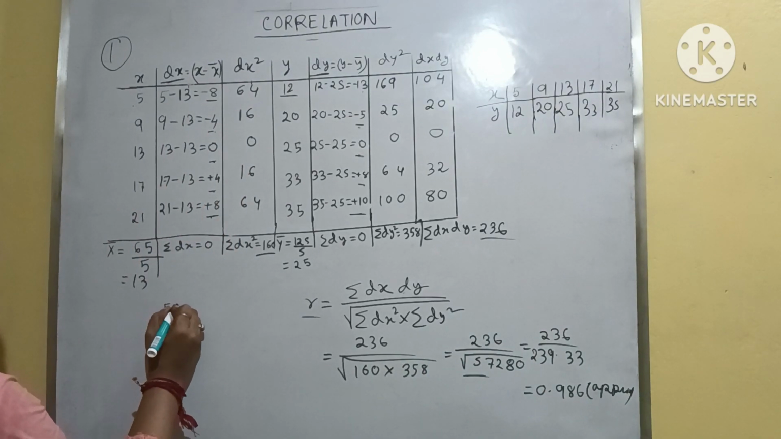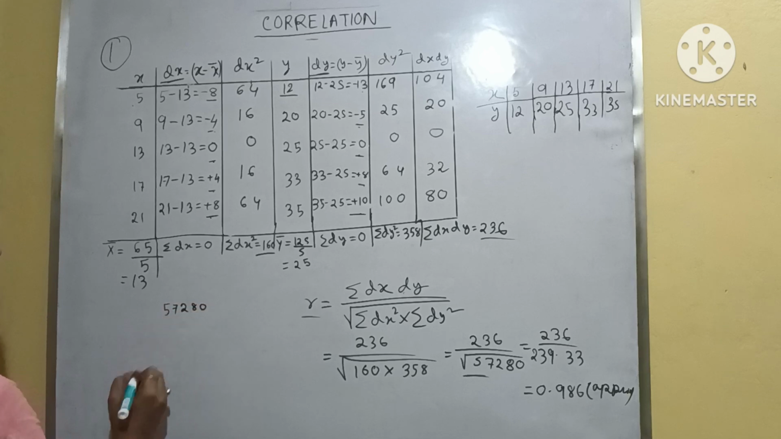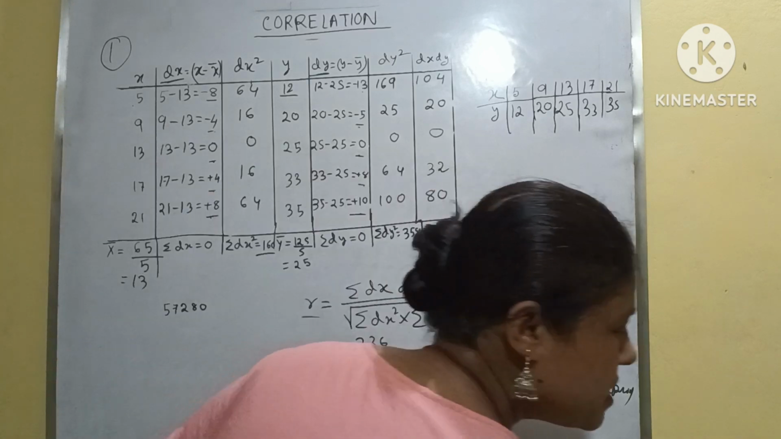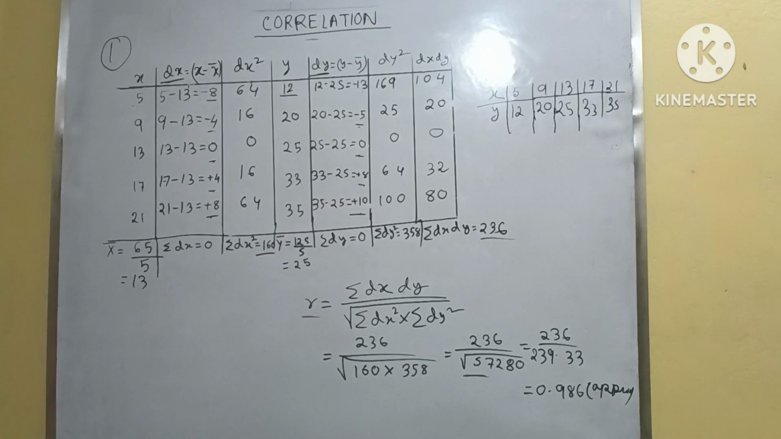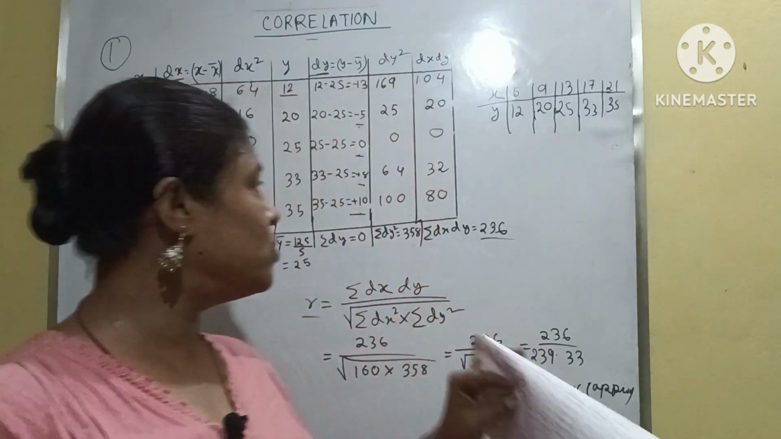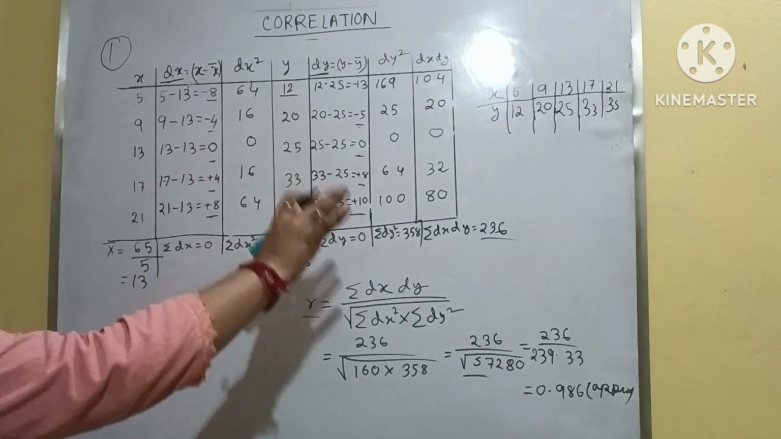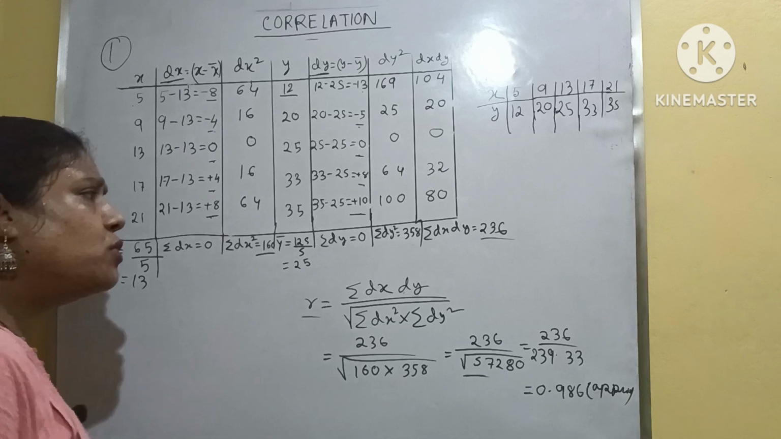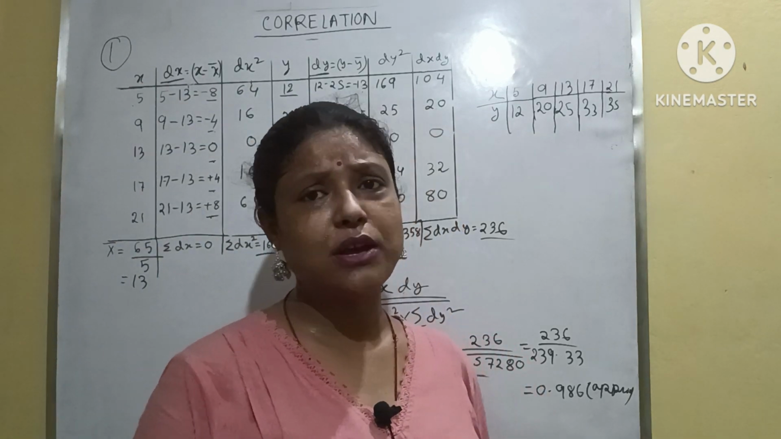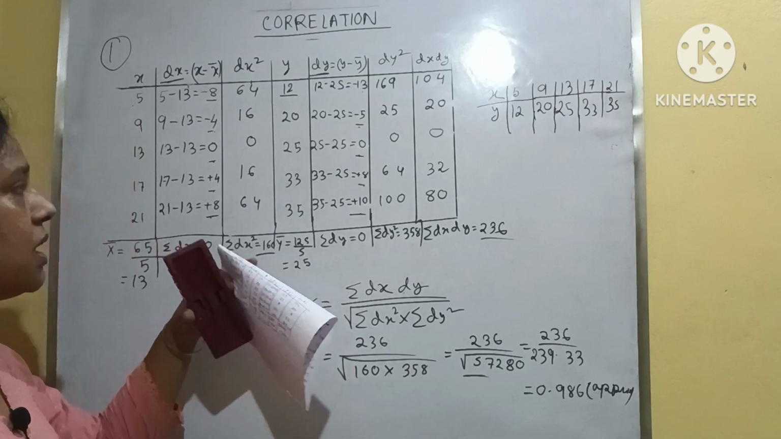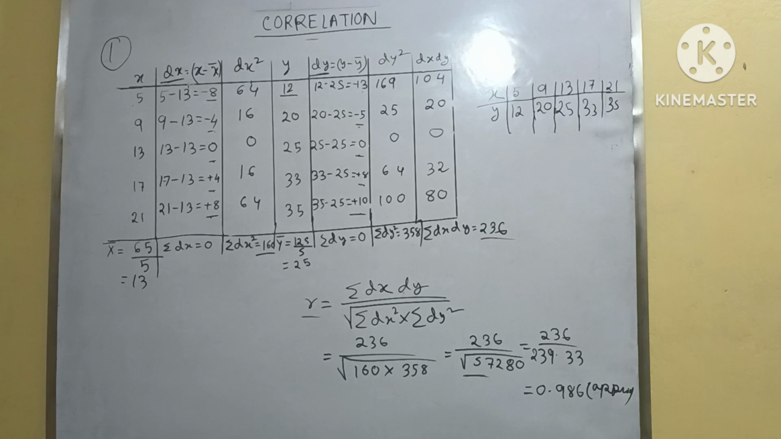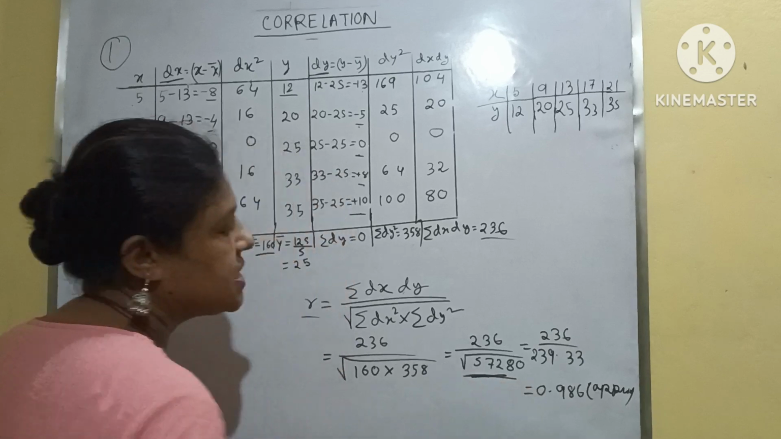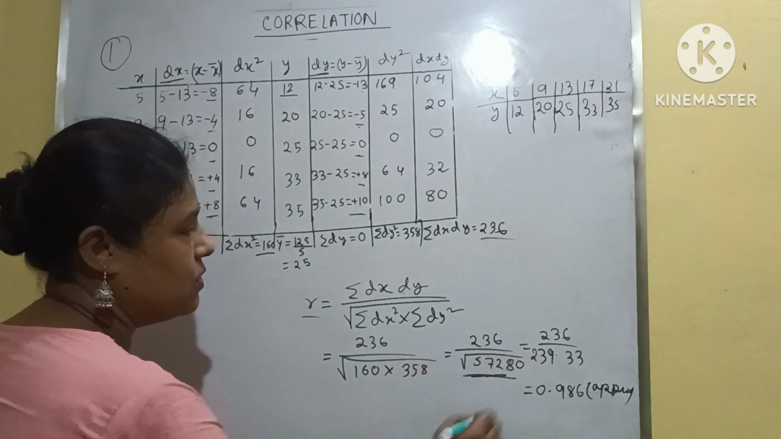Suppose this is 57280. There is no space, so I will calculate this one after rubbing this. I think you can properly understand how to calculate the R value. This is the easiest method. And if you consult any book related to biostatistics, you will get the same method for how to calculate this R value. Next, I will help you to understand how to calculate this root value.